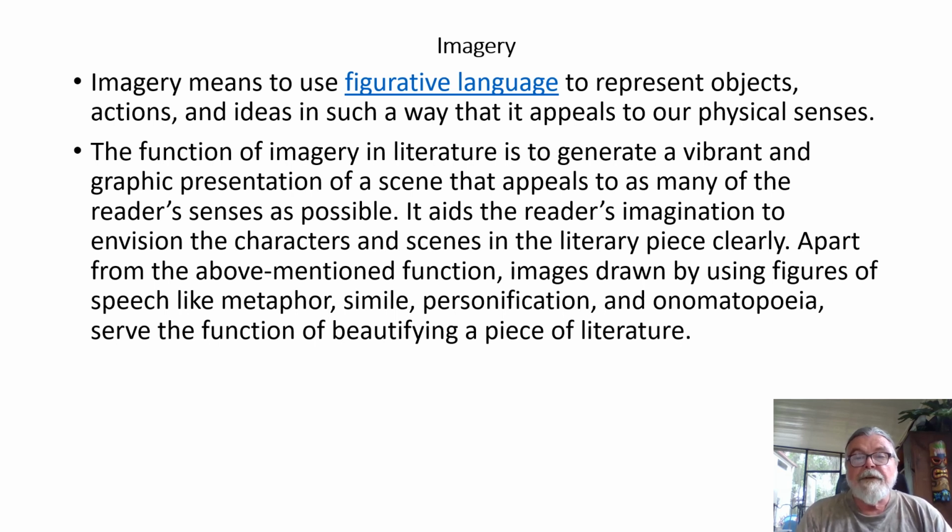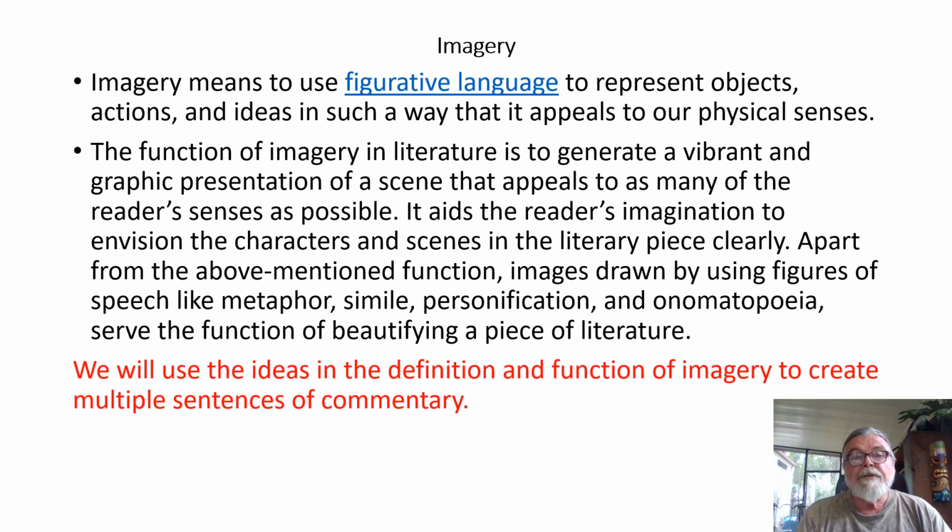Now, what we're going to do is we're going to use the ideas in the definition and function of the imagery to create multiple sentence commentaries or sentences of commentary. We're going to take these ideas and words and create plug and play sentences that we can incorporate when we write about any type of literature.